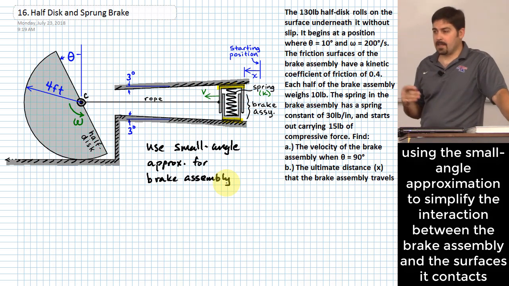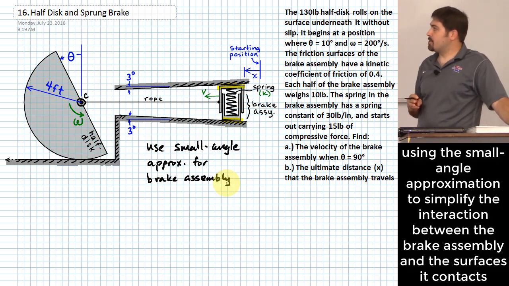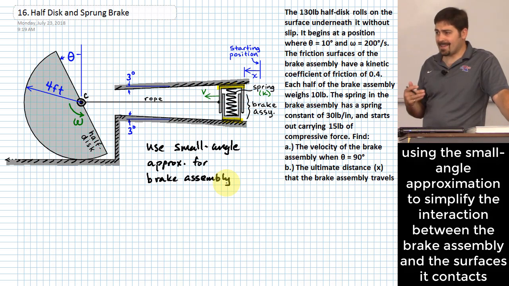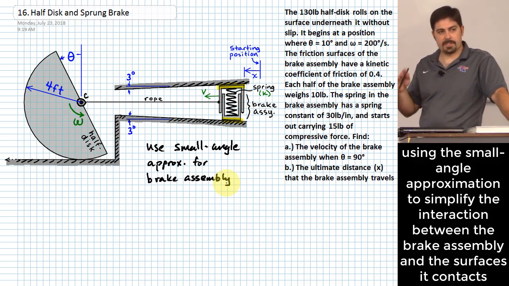Now, having said that, if you use a small angle approximation, it basically allows you to ignore that fact, and you treat those friction forces there as if they were parallel with the direction of the rope pull. So we'll get to that in just a few minutes.